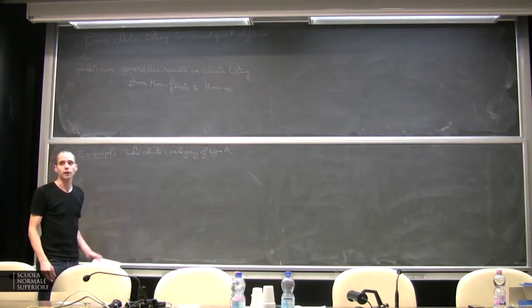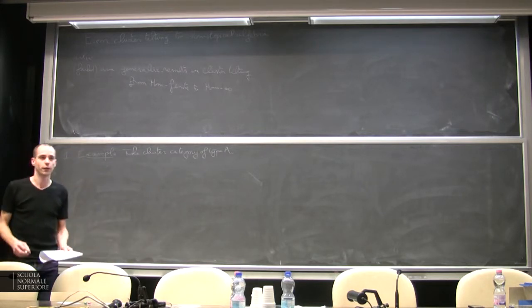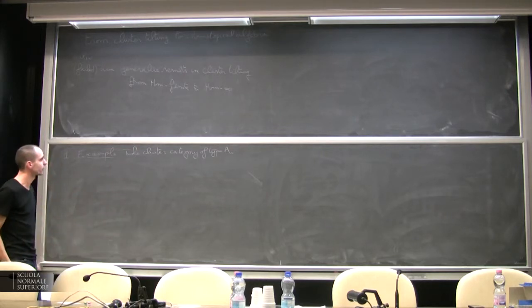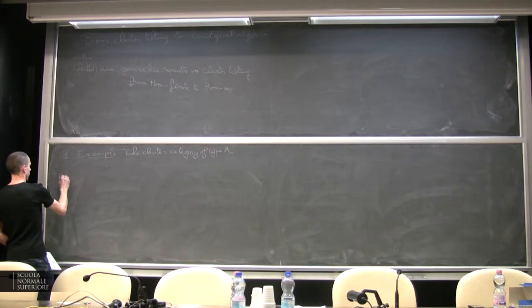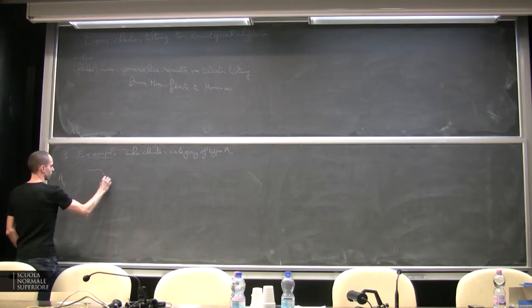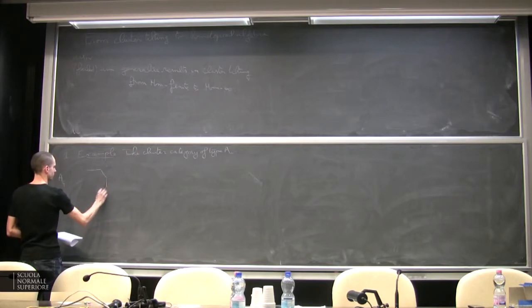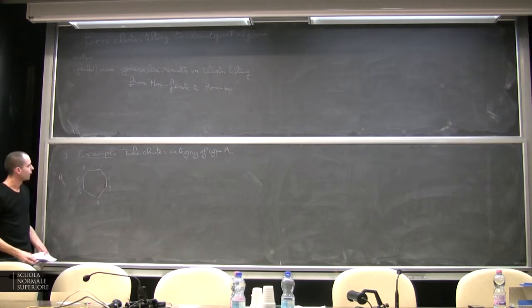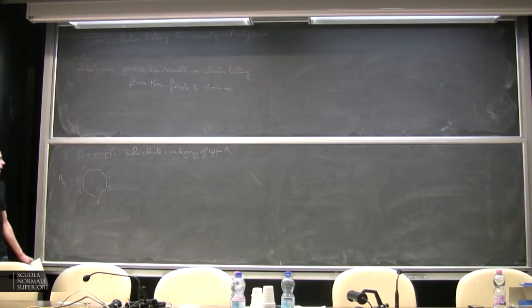Some cluster algebras have a nice description in terms of triangulations in Riemann surfaces. And the easiest example is type A, where one only looks at triangulations on a polygon. So, for instance, type A4. And now the cluster variables of the cluster algebra of type A4, which are the generators of the cluster algebra, correspond to diagonals in this polygon.